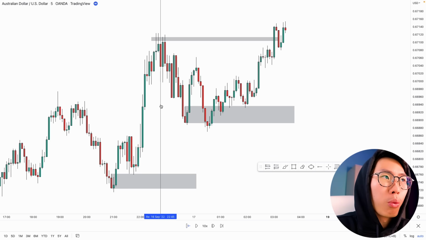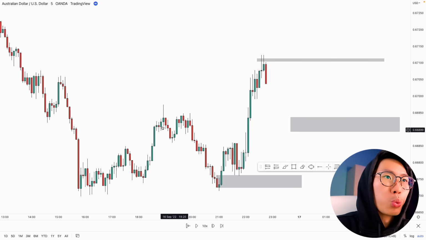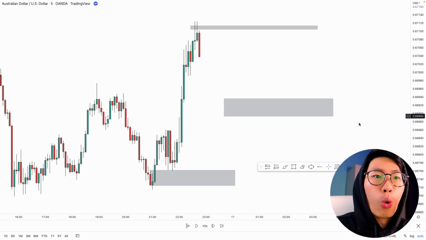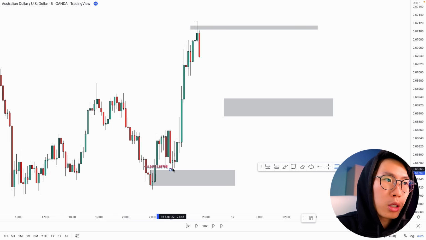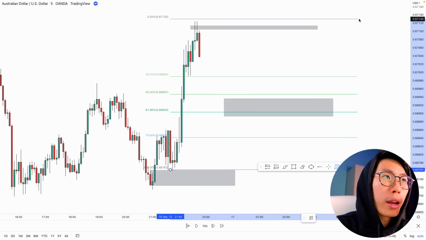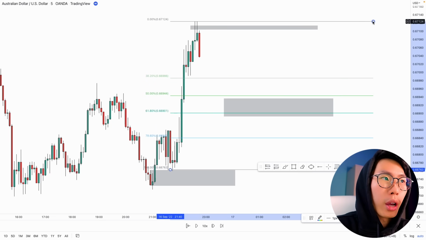For example, this trade right here, the moment price starts retracing right here, just like this, I will pull out my Fibonacci. So I pull out my Fibonacci, drag it from this swing low all the way up to this swing high right here, and literally just drag it across like this.